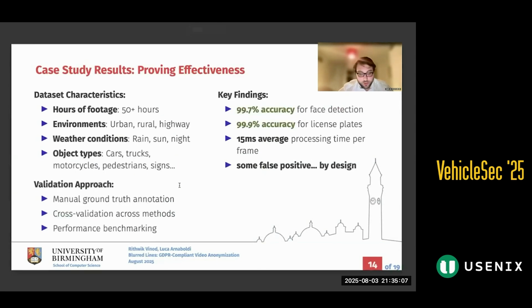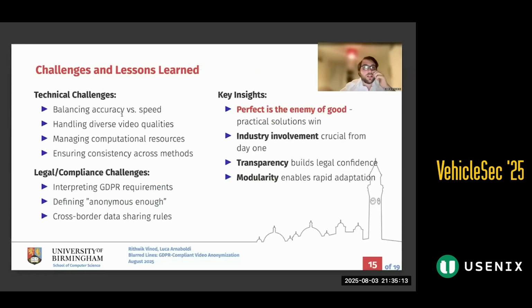Worth noting, our industry partner told us that by the end, they still had to do manual annotation, but it was a lot easier than doing it overall. There were a lot of challenges and lessons learned. It's quite hard to balance accuracy and speed. Diverse video qualities was particularly difficult, but overall, we managed to achieve a really good level of anonymization at the loss of machine learning utility. And on average, that was the biggest trade-off.